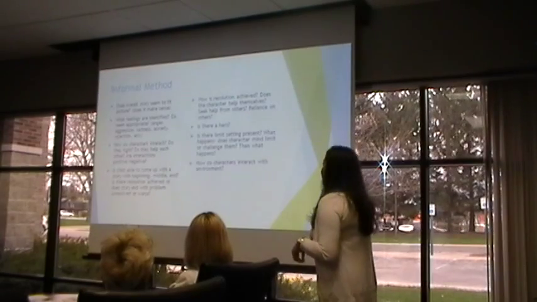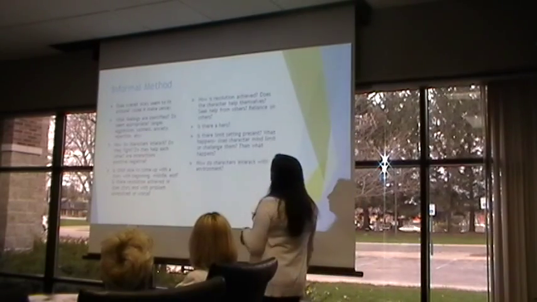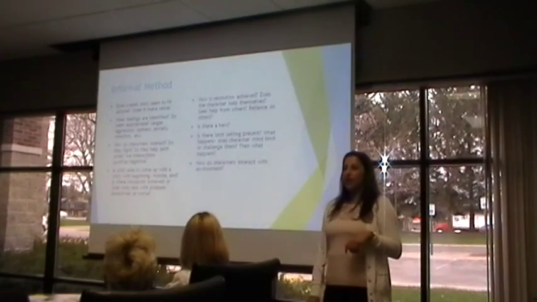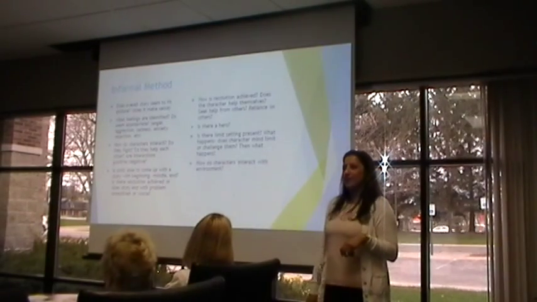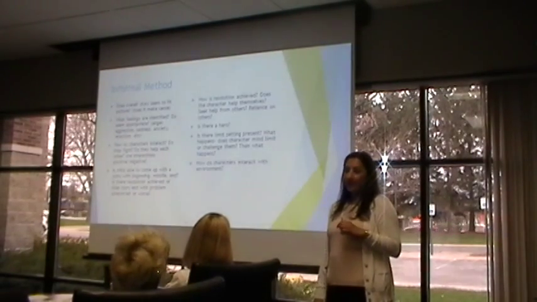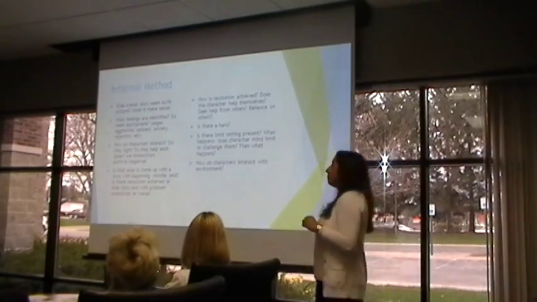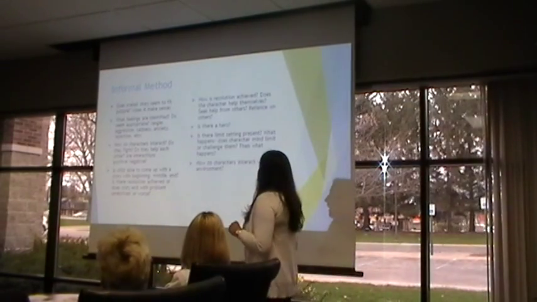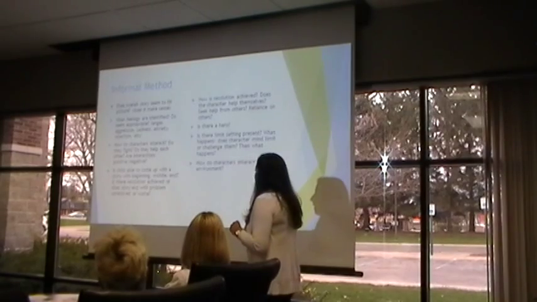Especially with kids, is there limit setting, right? So if there's a child in the picture and they tell a story about the child being naughty, what happens? Do the parents intervene? Do they not? Does the child get punished? What happens? And how do they interact with their environment? So looking at the different things.